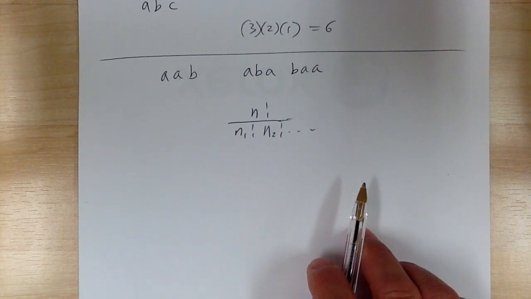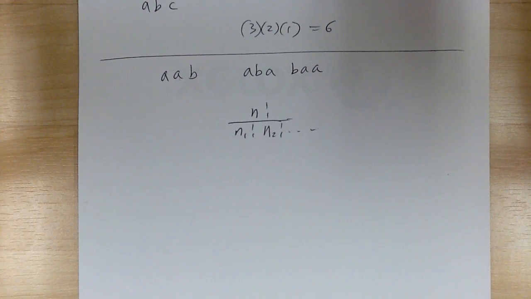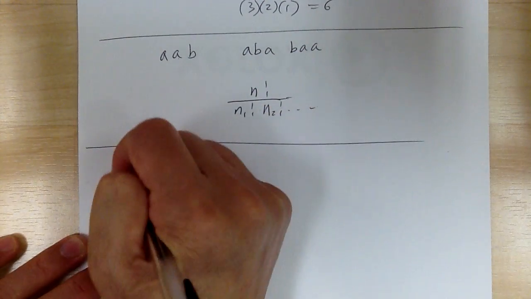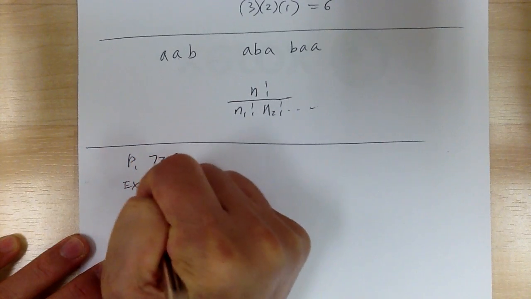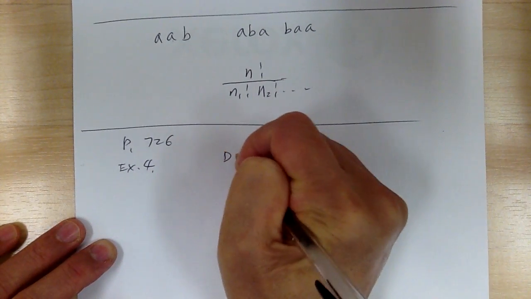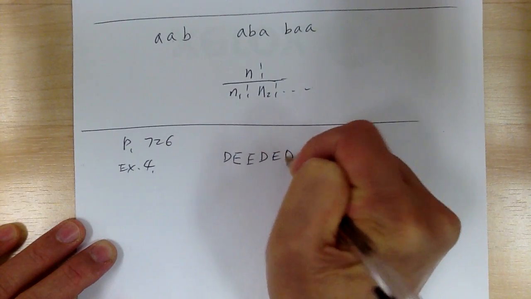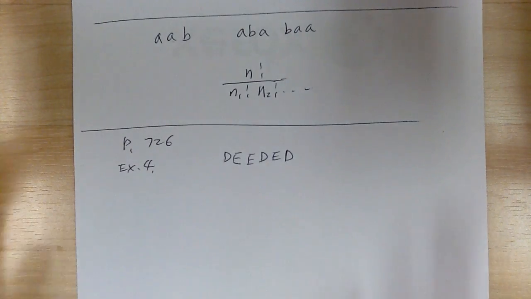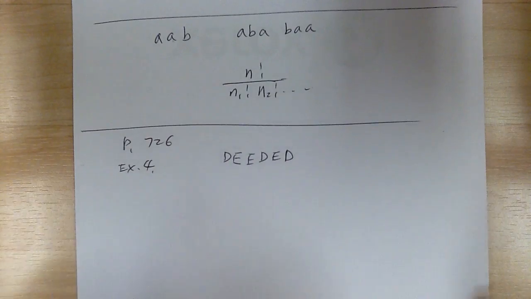Let's do some of the examples. Let's go to example 4 on page 726. You have D, E, E, D, E, D. How many different words can you make? Obviously, most of them are nonsense words, but how many different words can you make out of these letters?